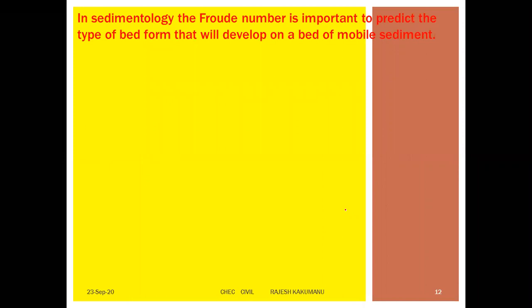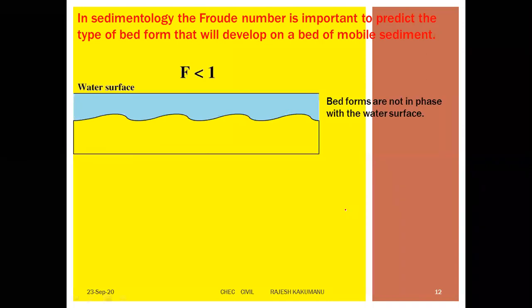In sedimentology, the Froude's number is important to predict the type of bed form that will develop on the mobile sediment bed. So the Froude's number is generally used for land beds. Land bed means the surface of the land, the sedimentology topic. Whenever the water is on the ground level, in rivers, ponds, lakes, in that type of situation the Froude's number is applicable.